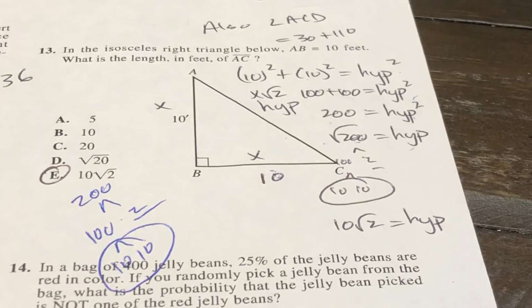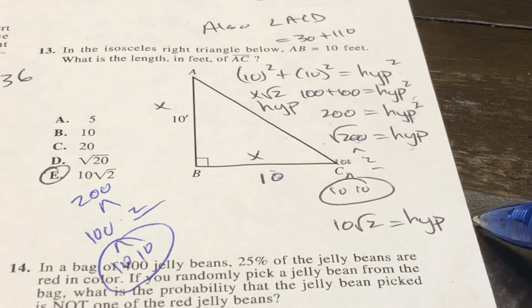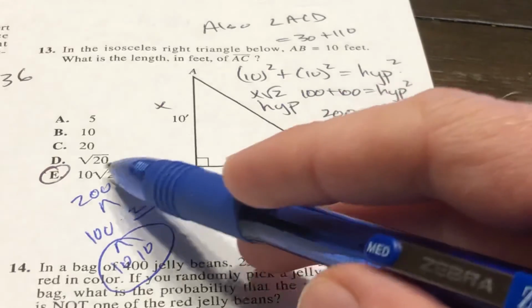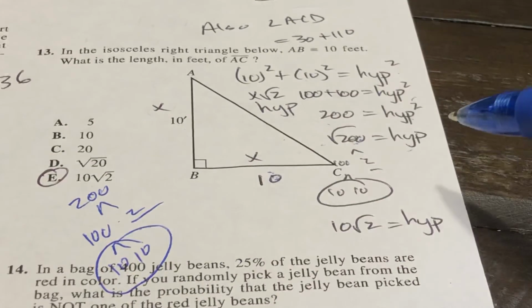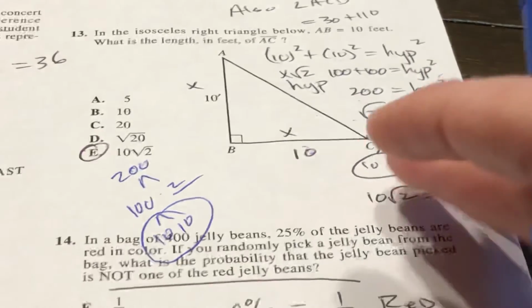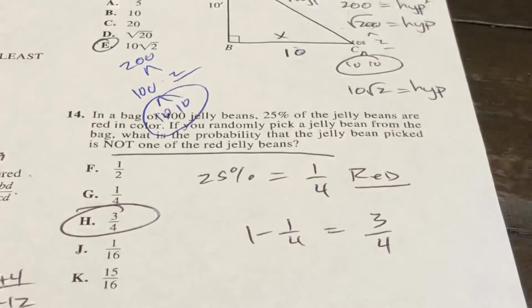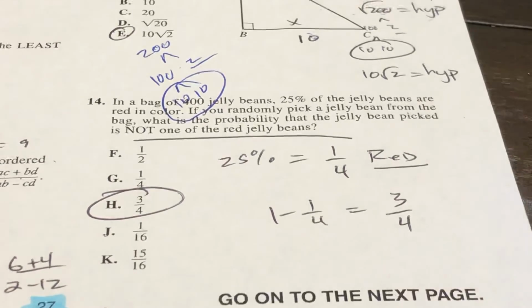If you type it in your calculator, it might say like 14 point something. I'm assuming 14.14-ish. Just see which number is closest. 10 times that is 14.14-ish. So that's your answer. It's 10 root 2. Side, side, side root 2. 10, 10, 10 root 2. All right, many different ways to do that.